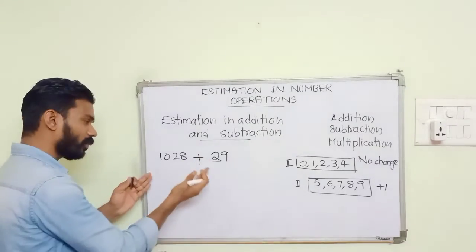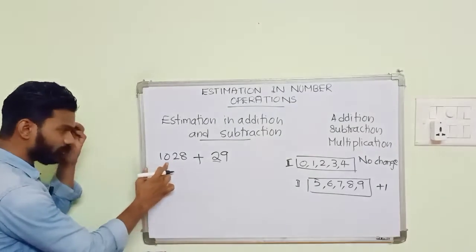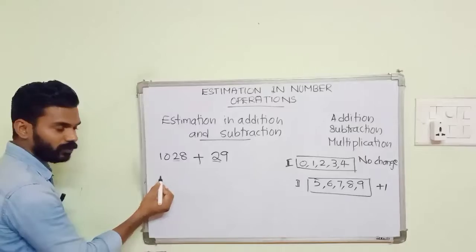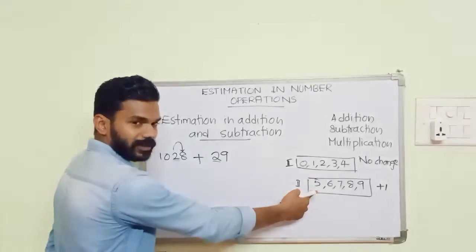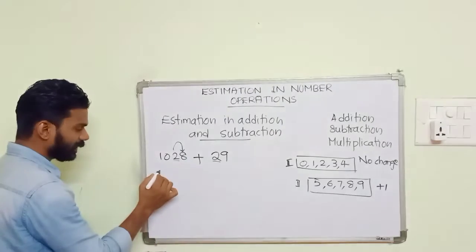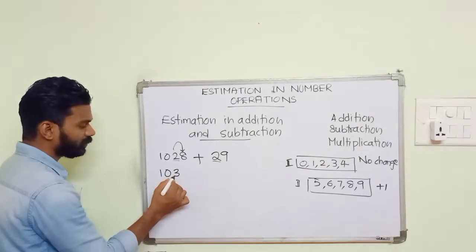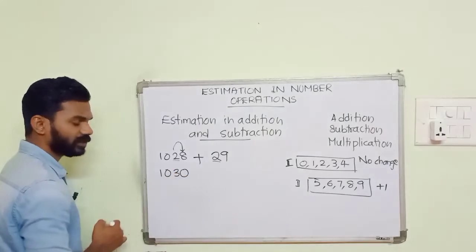We need to round off both the numbers to the nearest 10. So if you round off this number to the nearest 10, the tens place is 2, the next place is 8. 8 belongs to the second group, so this 2 has to be increased by 1. Instead of this 2 I will put 3. Then all other remaining digits have to be replaced with 0.